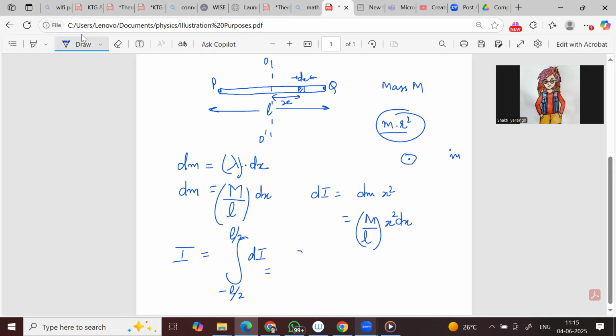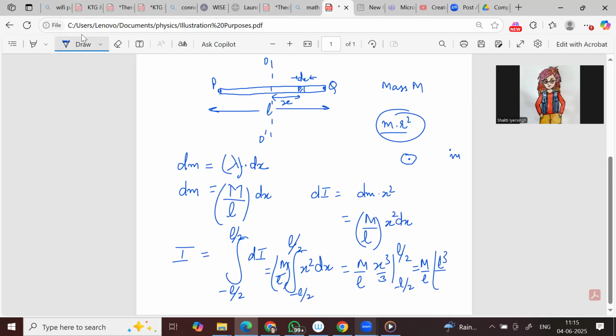So let's integrate. So we have m upon L as a constant. We can take it out of the integral sign. And x squared dx from minus L by 2 to L by 2. And we know that this will work out to be x cubed by 3. And we incorporate the limits here. So we're going to get m upon L, L cubed by 3 times 8 minus minus L cubed by 3 times 8.